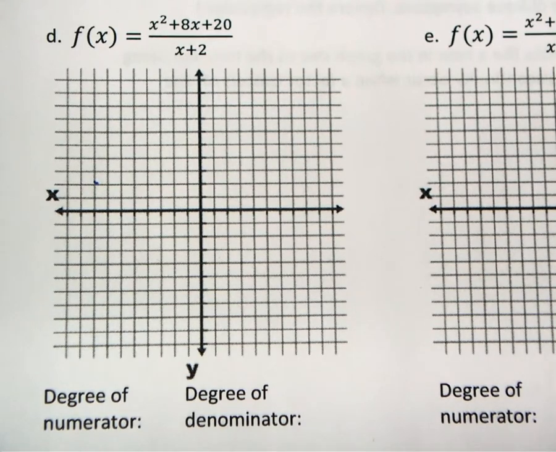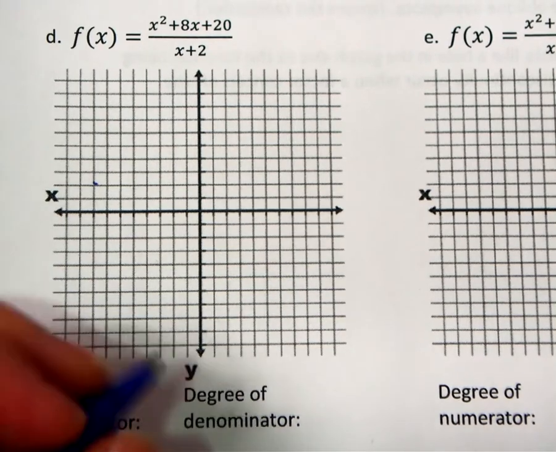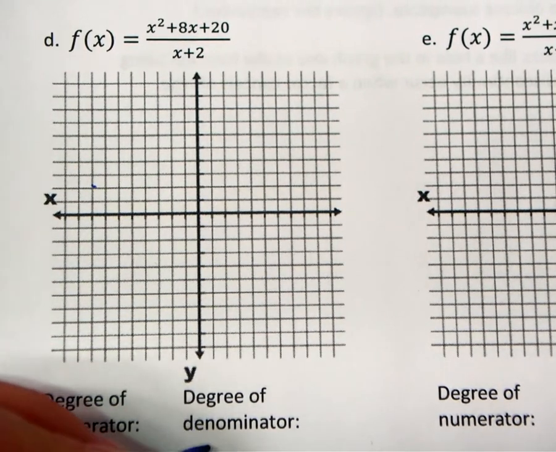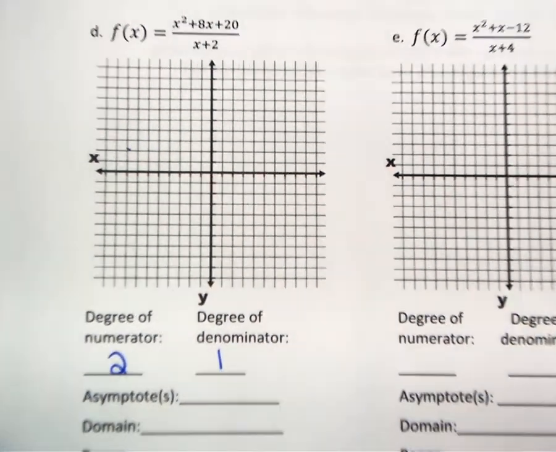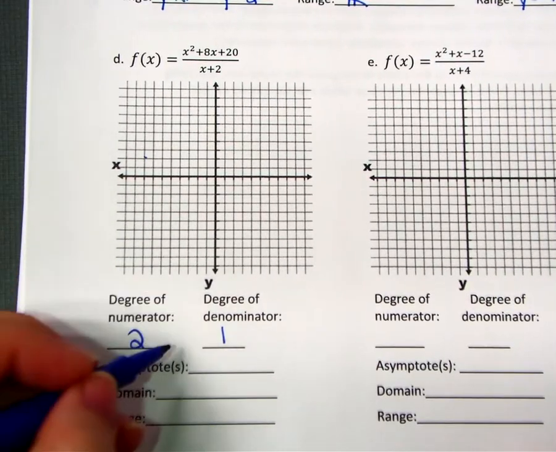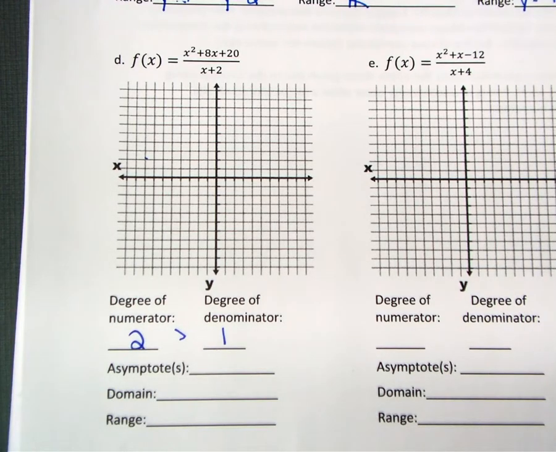All right, so the degree on top is 2. The degree on the bottom is 1. Remember, those are just the highest exponents. Oh, I guess I can zoom out a little. The degree on top is bigger than the degree on the bottom, so that means there is no horizontal asymptote, but we need to check to see if there's an oblique. And there is an oblique asymptote because the degree on top is 1 larger than the degree on the bottom. So we're going to need to do polynomial division.